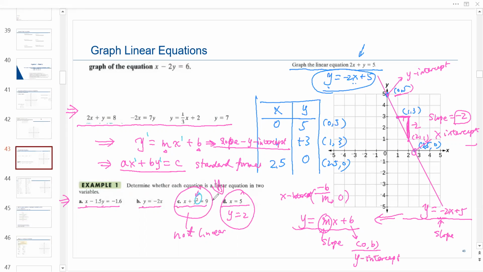All right, so I will send some homework a little bit later to you guys about how to graph a linear line, to find its x-intercept, y-intercept, and slope. Sounds good? All right, that's all for today.